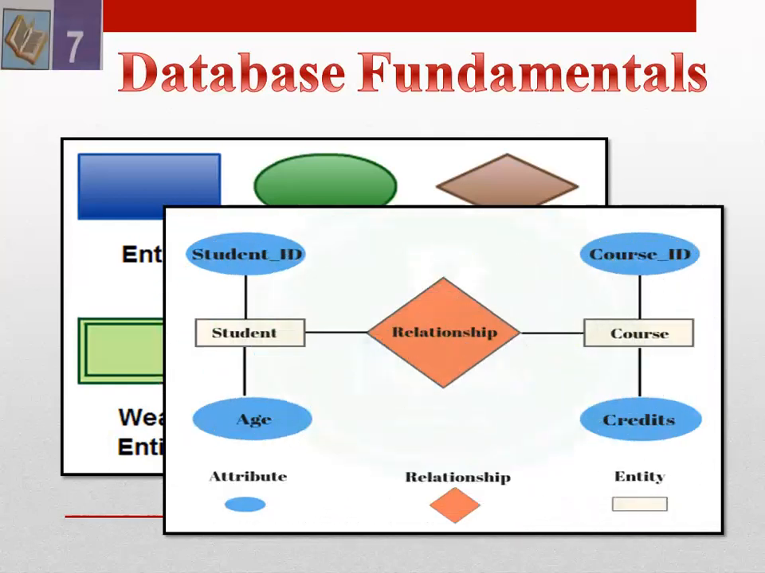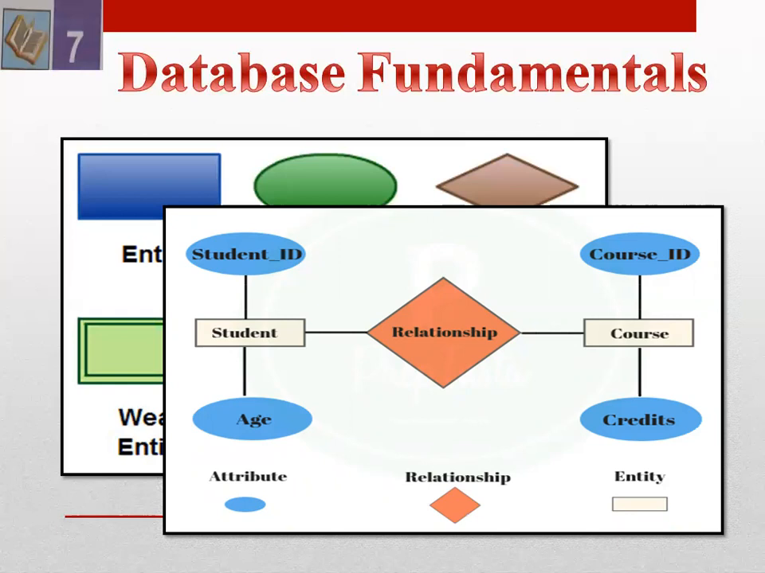So here is a simple ER diagram you can view. Suppose you have a student entity, and you can represent the student entity with the help of a rectangle, and it has two attributes. You can represent the student ID and the age with the help of oval shapes. So these are the attributes.